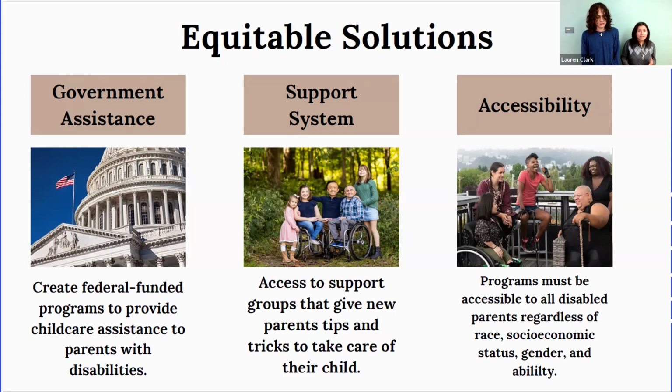I don't think it's fair that we just say, oh, you're unable to be a parent because of your impairment, but instead say, we're gonna help you if you need some type of assistance. And I think it's really important that that's accessible to all.